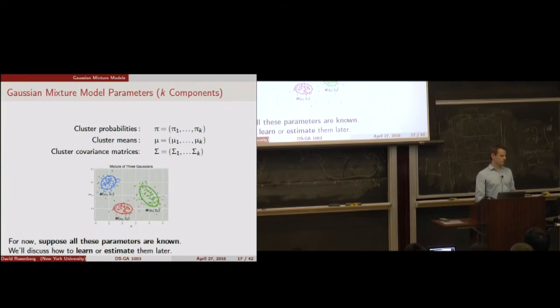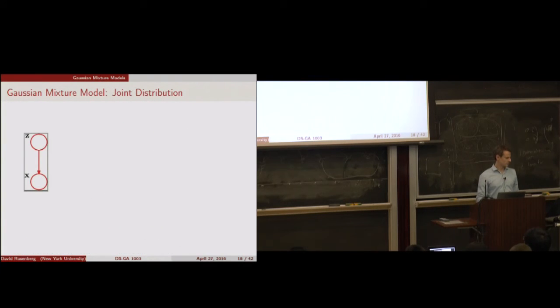So I claim that once you know these parameters, we can kind of back into a clustering from this model. First of all, remember these guys? It's a Bayesian network. This is just showing that we want to write the conditional distribution of x given z, and then the marginal distribution of z. So the joint distribution of x, and what are x and z here? Let's recap.